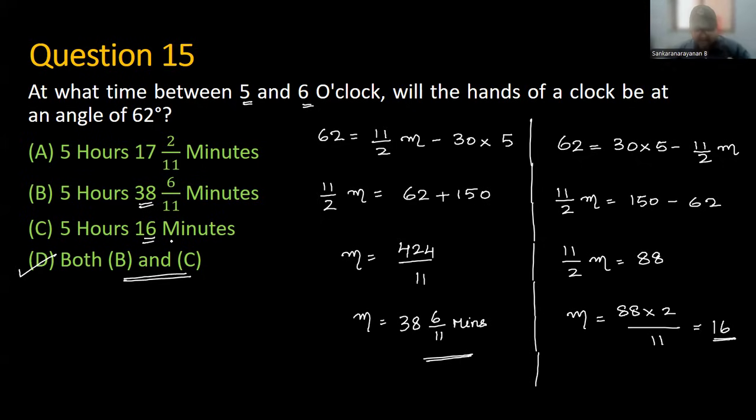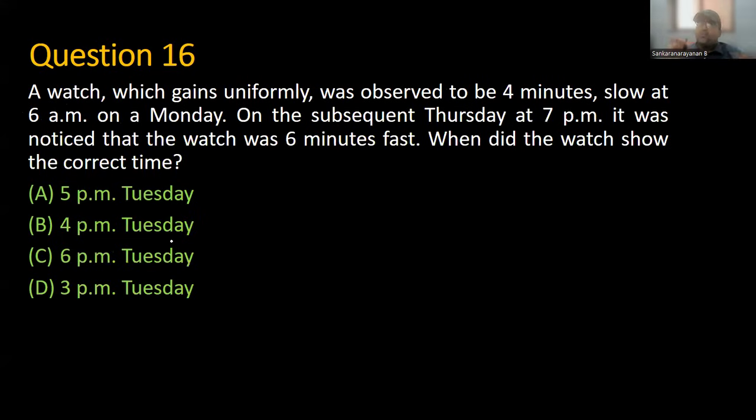Okay. Now, let's consider the next question here. A watch which gains uniformly was observed to be 4 minutes slow at 6 a.m. on Monday. On the subsequent Thursday at 7 p.m., it is given that the watch appears to be 6 minutes fast. When did the watch show the correct time?